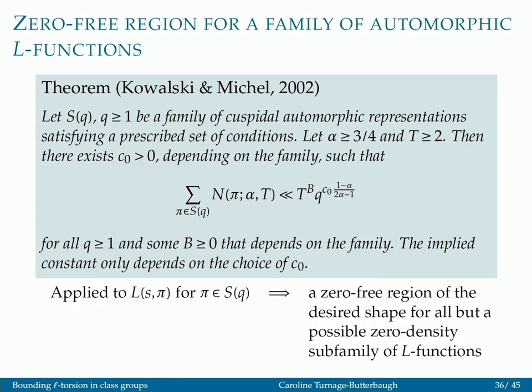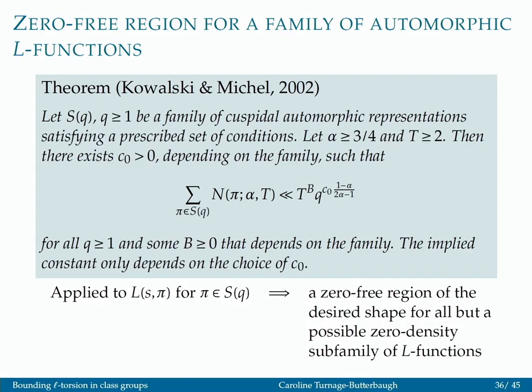And the point here is that when you apply this counting of zeros to the cuspidal automorphic L-function, then you obtain a zero-free region of the shape that I described, my assumed zero-free region from earlier. And this will work for all but a possible zero-density subfamily of the L-functions within the family. Now, if you look at this, this is the result I would like to apply.